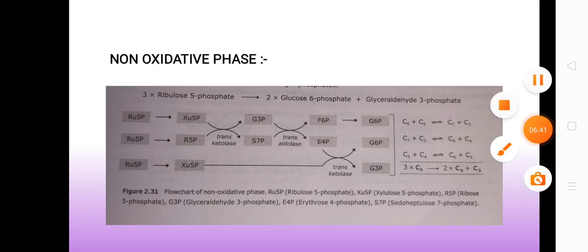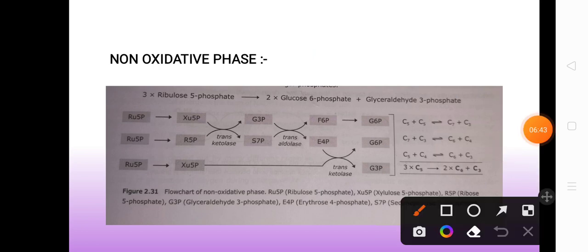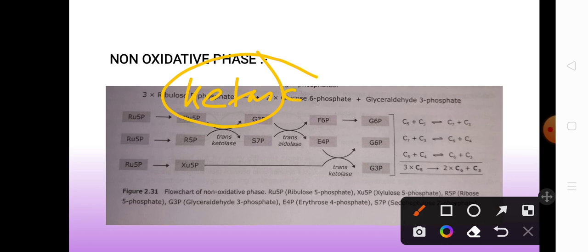Now another thing that you have to remember is that in the non-oxidative phase, ketose plays the role of donor, as we have just seen, and by transferring, it will become an aldose. This will help you understand and remember the entire non-oxidative phase.